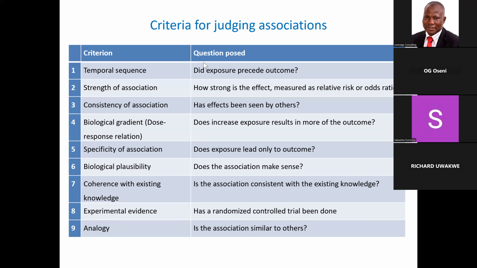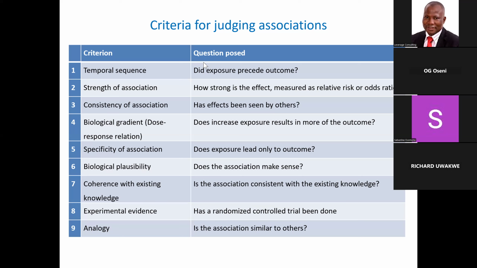The consistency of association is number 3. If many studies, not only yours, have been done in different locations, in different places, doing the same study, and they are getting similar results, that's consistency of association. And that's when you can establish that one if you do a literature review. When you do a systematic review, you will find that most of these studies get consistent results.